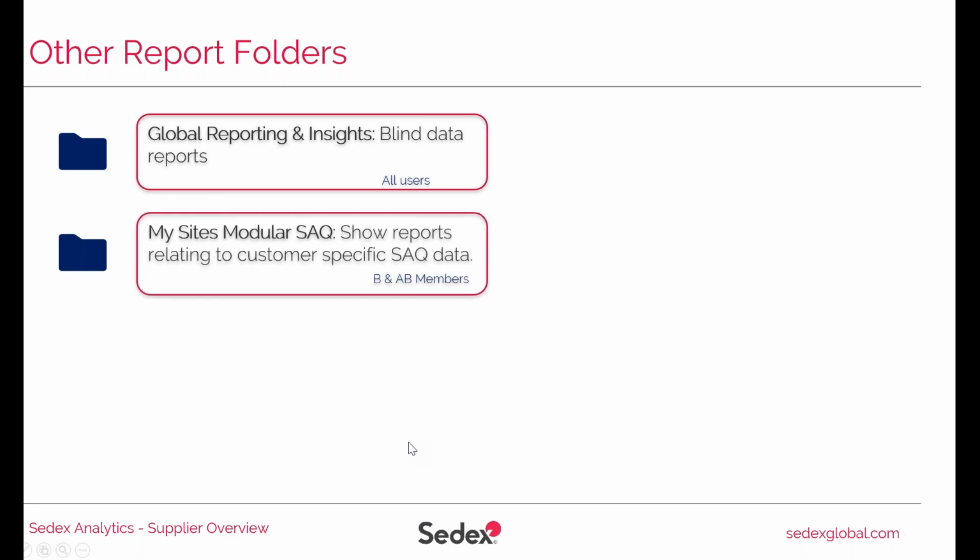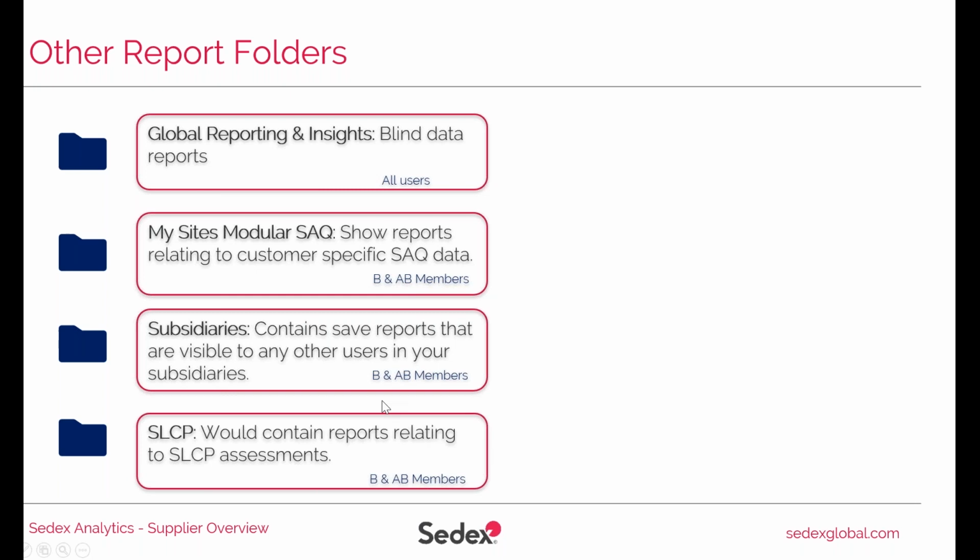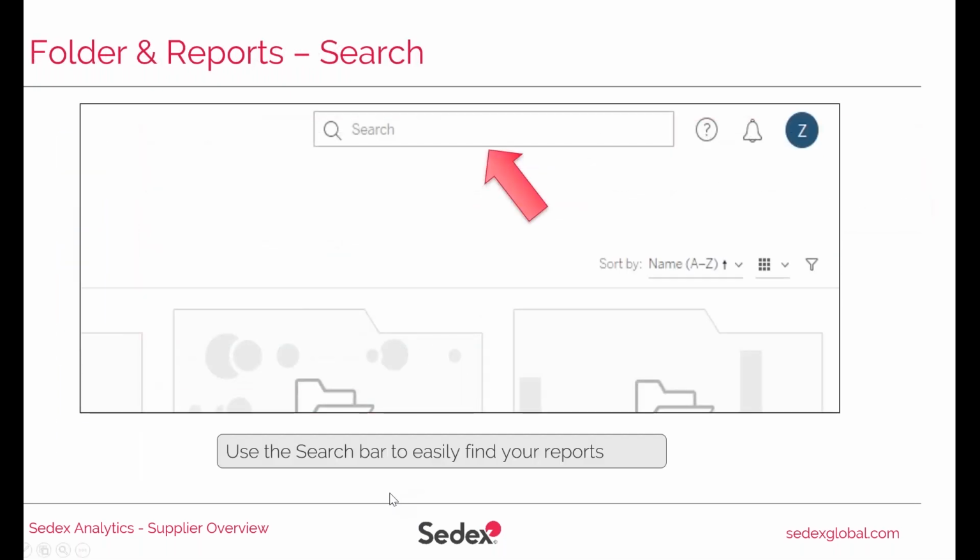But there's various other reports depending on your membership, as I mentioned. If you do have any customer specific SAQs allocated to your account, you can run reports on that, and that will be under My Sites Modular SAQ, for example. You've got various other reports. If you're part of the Social Labor Convergence Program, then you would have reports relating to your completed assessments. So you can run reports on that. So there's various different folders that you can access, again, depending on your membership.